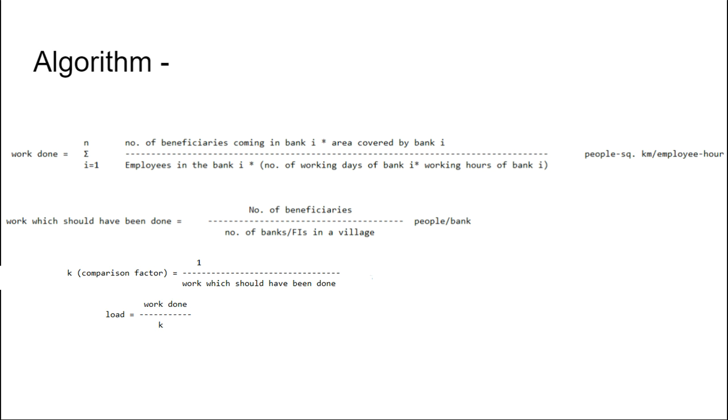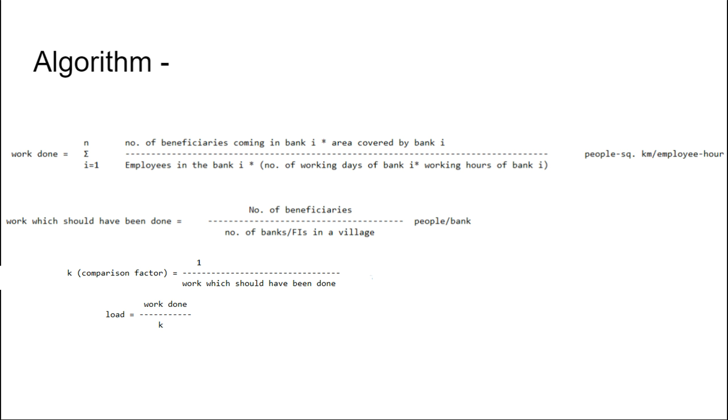In this algorithm we first find the work done by the employees in the month, then we find work which should have been done, then we compare them both by using comparison factor K. The total work done can be defined as summation of work done for all banks present in that area. Work done for an individual bank can be defined as ratio of product of area and number of beneficiaries to product of number of employees and total working hours.